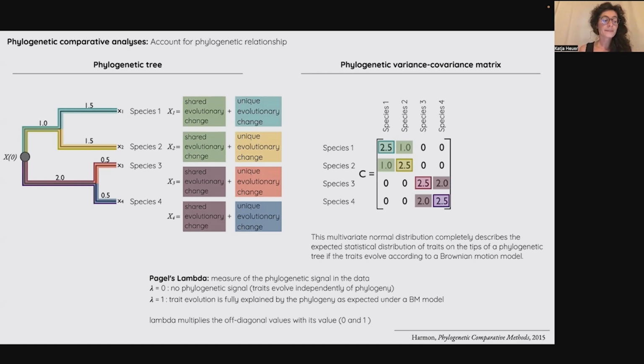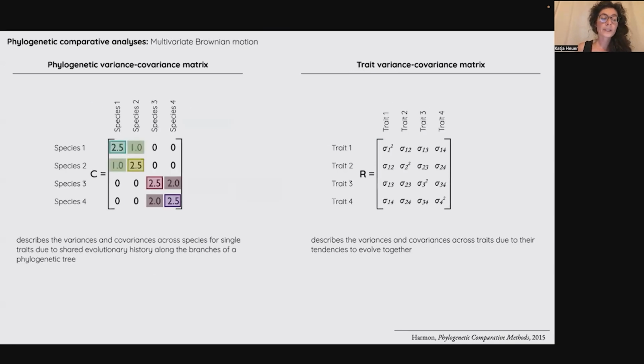And a lambda value of 1 implies that trait evolution is fully explained by the phylogeny, as expected under the Brownian motion model. And then you use this in your regression, so the lambda multiplies the off-diagonal values with its value, between 0 and 1. And if it's 0, they turn into 0, and your phylogenetic least squares would be just a normal regression. If we want to consider more than one character at once, we need to use multivariate models.